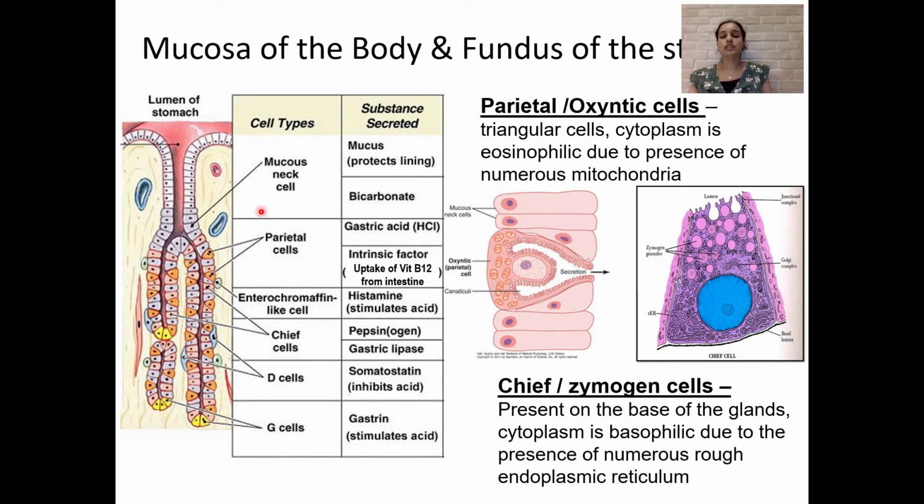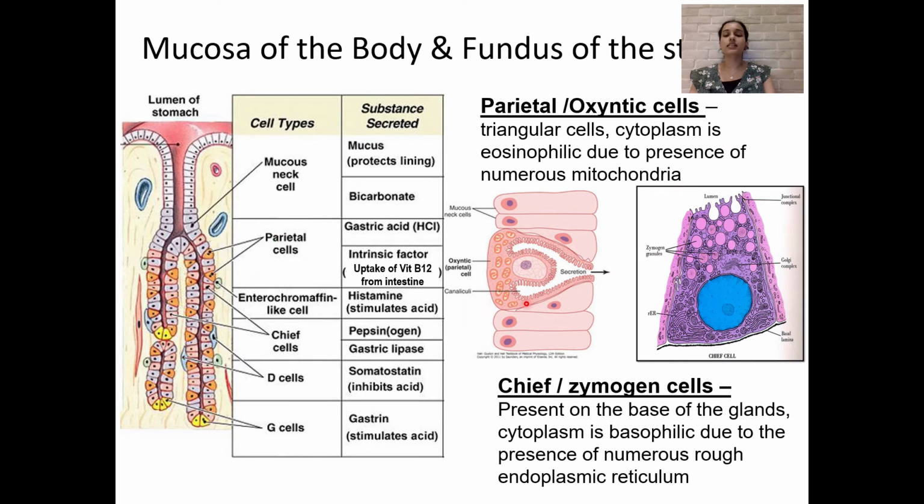The mucus neck cells are mainly pale in color. Since they secrete mucus, when the histological section is taken, the tissue undergoes different processes. While undergoing these processes, the mucus is dissolved, and that area where the mucus is present near the apex looks pale in color. And the parietal cells will be more eosinophilic in nature.